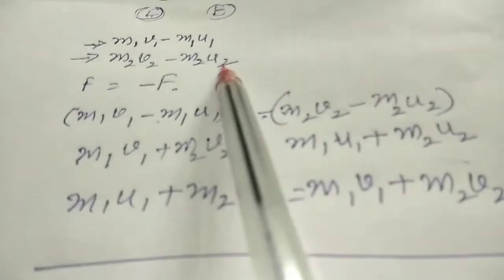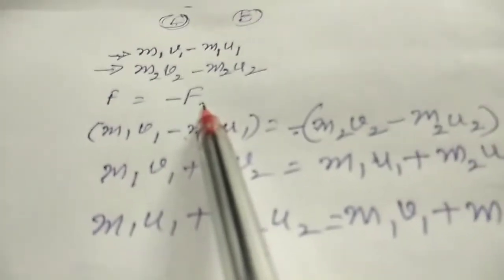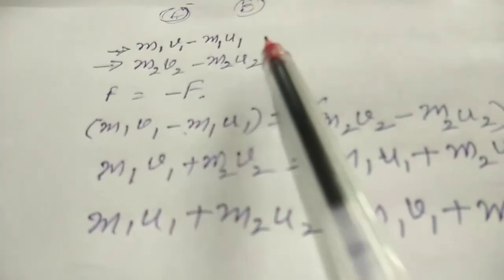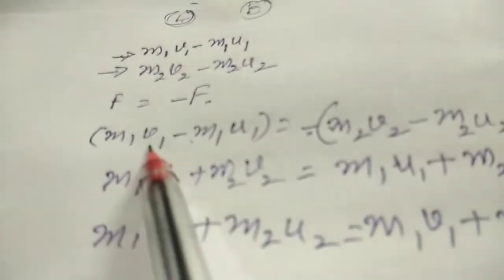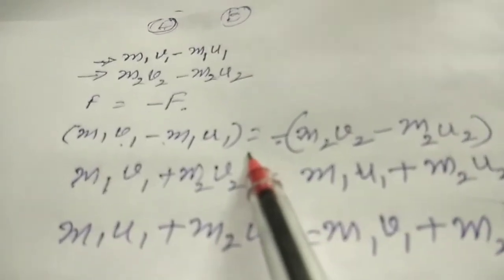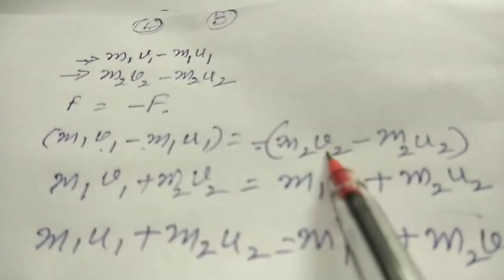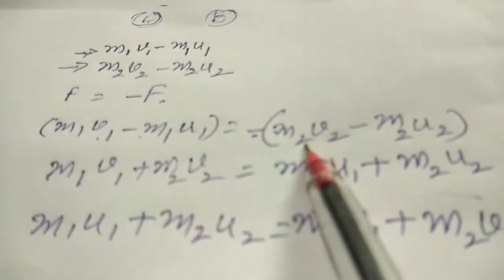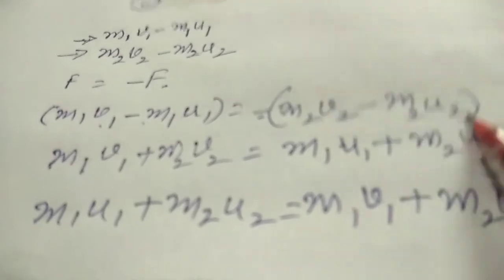Again, see, ball A change in momentum, ball B change in momentum. According to Newton's third law of motion, action is equal to minus reaction. Here ball B is the reaction, A is the action. So change in momentum of A is m1 v1 minus m1 u1, whereas change in momentum of ball B is minus m2 v2 minus m2 u2.